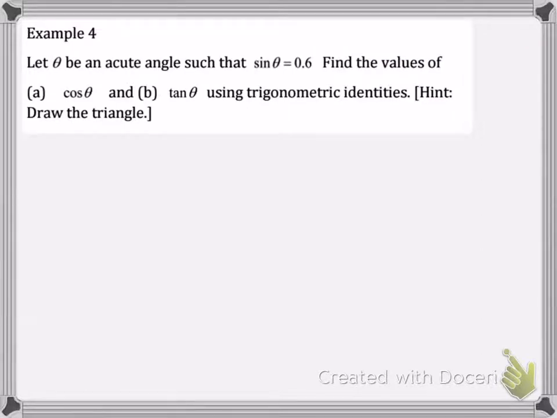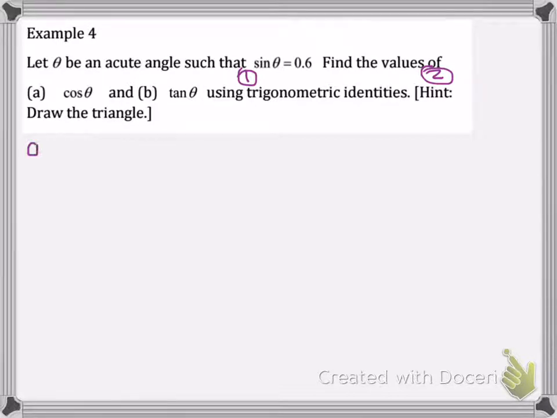Example 4, let theta be an acute angle such that sine of theta equals 0.6. Find the values of cosine of theta and tangent of theta using your trig identities. We're going to do it two ways. First, we're going to use our trig identities. Then we're going to do the same problem again using a triangle.